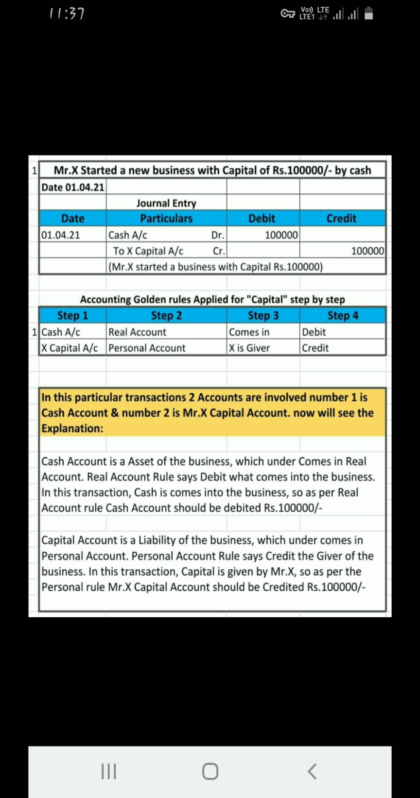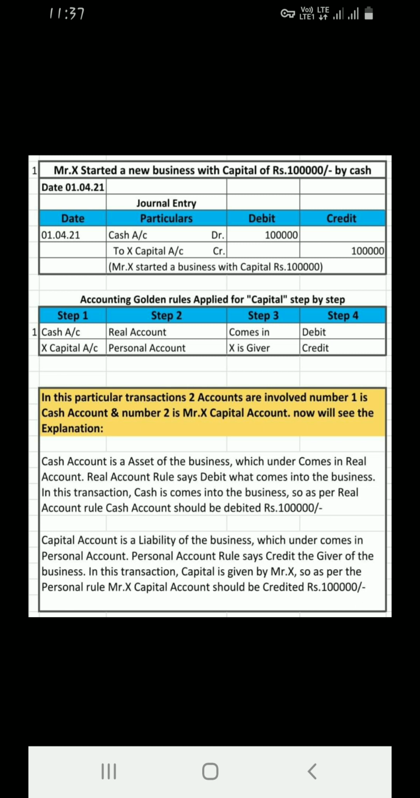You can see the steps also. Whatever transaction you have, apply these steps. Okay, step 1, step 2, step 3, step 4. First, step 1, first put what account is there. Here, cash account. Step 2, cash account comes under which account? Real account. Step 3, what does the real account rule say? Debit what comes in. In this particular transaction, cash comes into the business. Step 4, what does the rule say? Debit what comes into the business. Real account rule says.